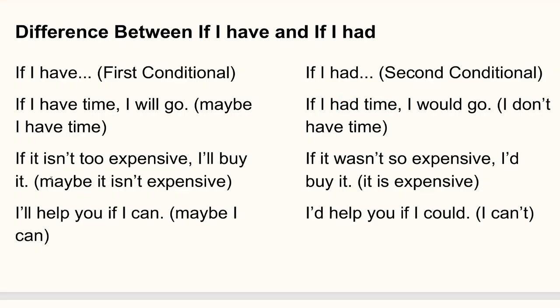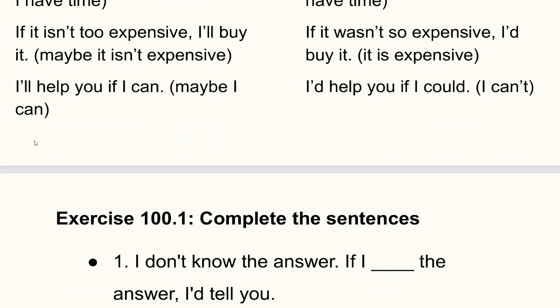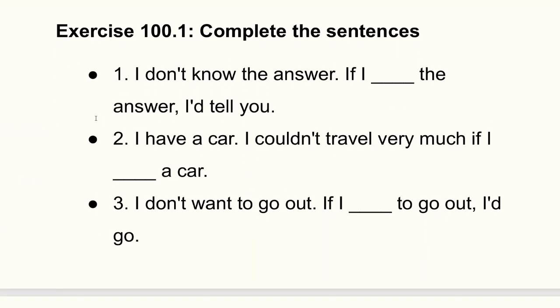If it isn't too expensive, I'll buy it. If it wasn't expensive, I would buy it. But it is expensive now. I'll help you if I can. Maybe I can. I would help you if I could, but I can't now. I don't know the answer. If I knew the answer, I would tell you.